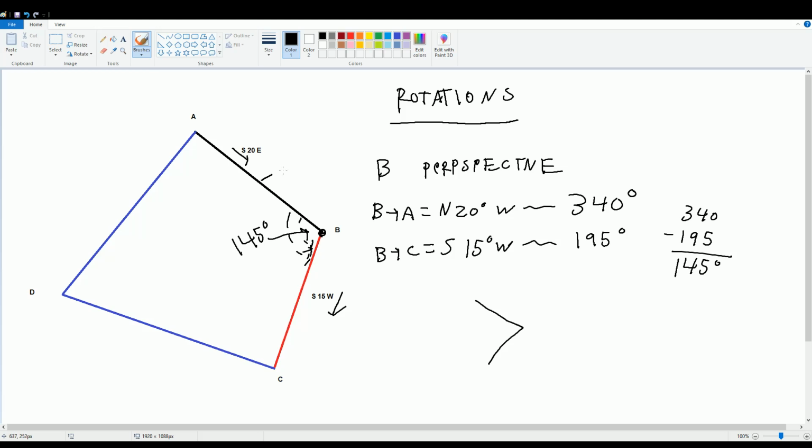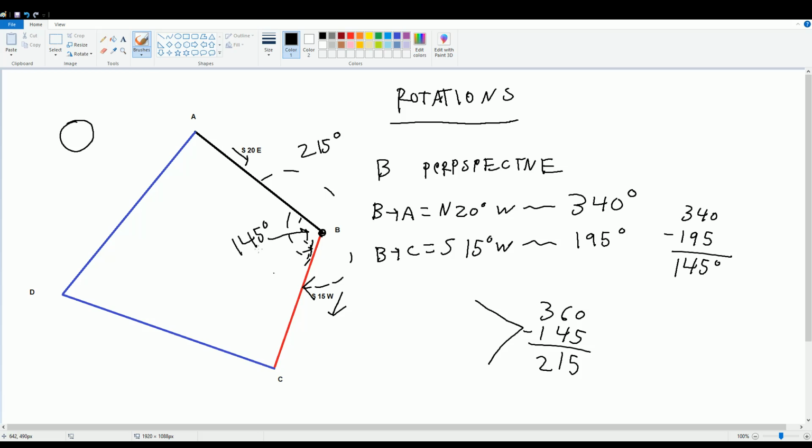If for some reason I needed the exterior angle from here, I could just say 360 minus 145 and get the remainder of that value, which is 215. So we know our exterior angle will be 215 degrees. 215 plus 145, we get 360, which is a full rotation, which is essentially a circle.